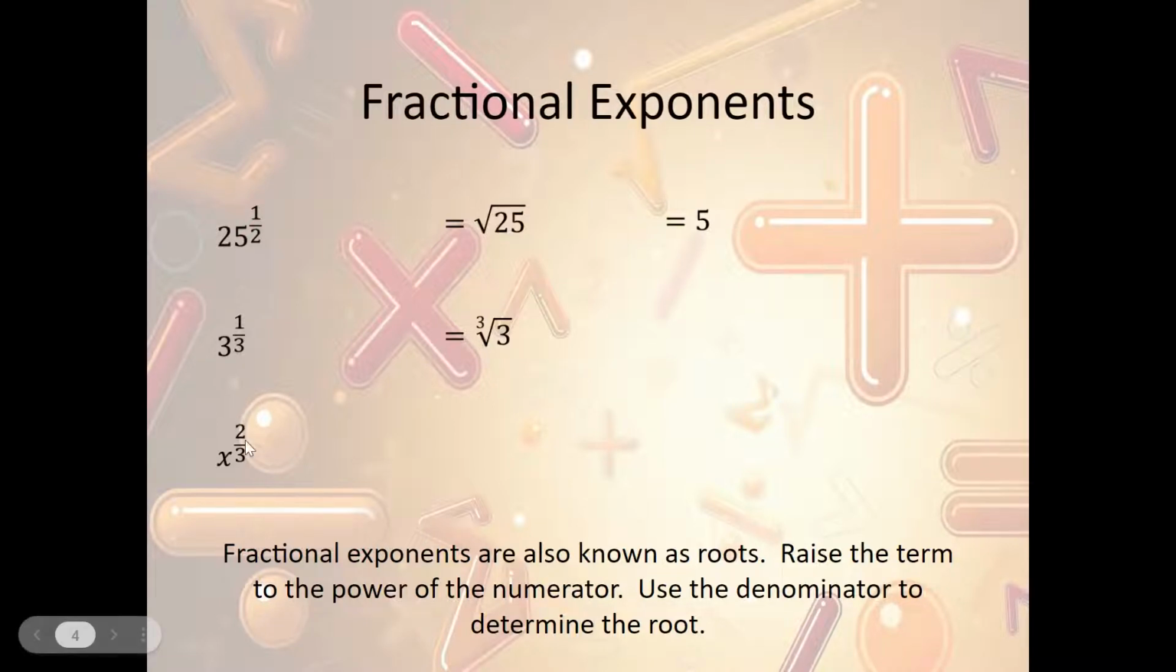Now we have x to the 2/3 power. So what we're going to do is we're going to take x and raise it to this power. So it should be x squared. And then we're going to take the cube root of that. So the third root of x squared. And we should notice that there's no number that we can multiply by itself 3 times to get x squared. So we just leave it as cube root of x squared.